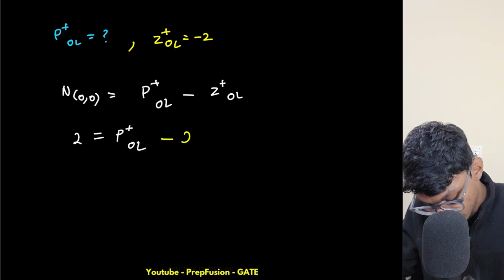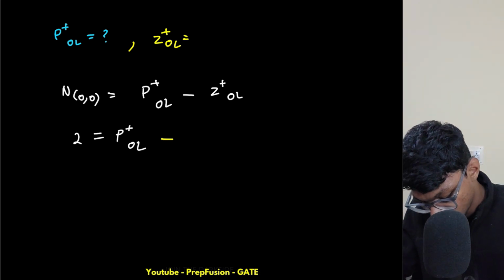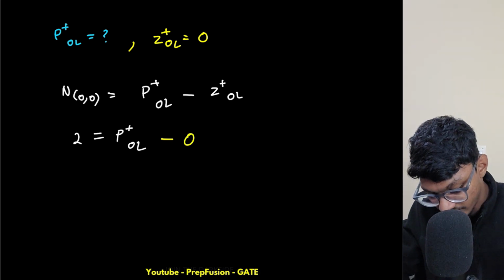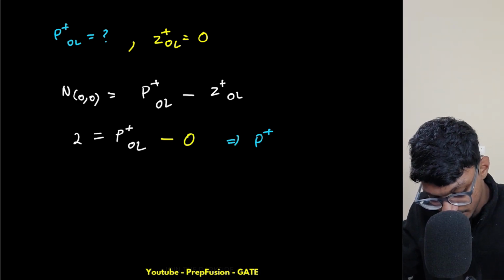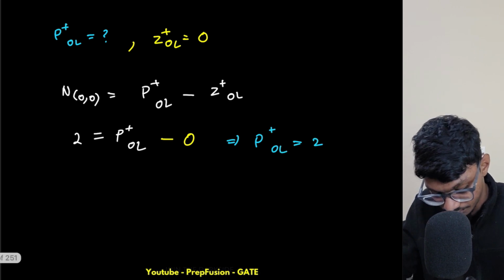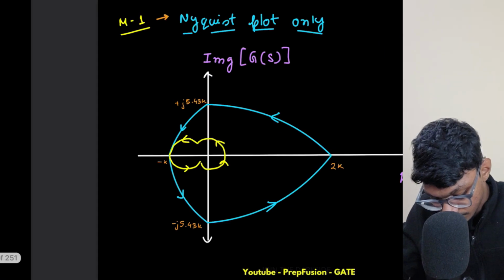So this is not minus 2, sorry, this is 0, because we have zeros around on the right hand side of this plane. So this is 0. So my P_OL plus, I have 2 poles on the right hand side of this plane. Obviously you can solve it using the Routh, right, and get your sign sheets, and that will do in the next method basically.